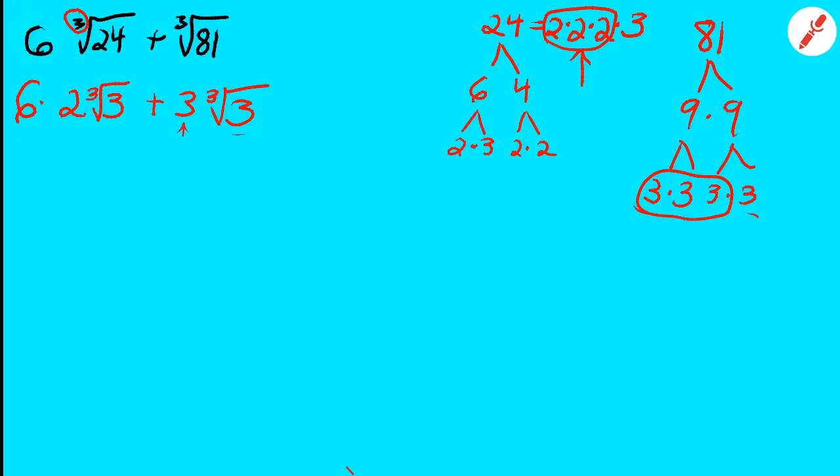Okay, now, let's go back to the left here. This 2 is on the outside of the radical, so it can multiply the 6. So we'll have 12 times the cube root of 3 plus 3 times the cube root of 3. How many cube roots of 3 are there? We have 12 cube roots of 3, and we add another 3 cube roots of 3, so there are going to be 15 cube roots of 3. How about that?